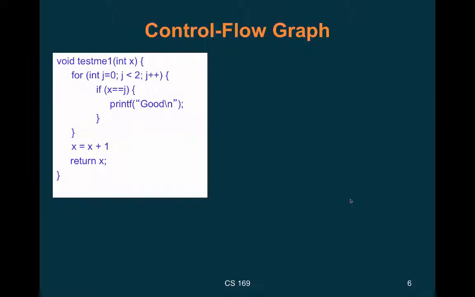So if j is less than 2, so the true branch, what happens? Checks for equality with x. X equals j. Again, another diamond. And if this is true, then there's the print. Again, typically these bodies of conditions have multiple statements, so they still have one node in the graph, but with multiple elements.